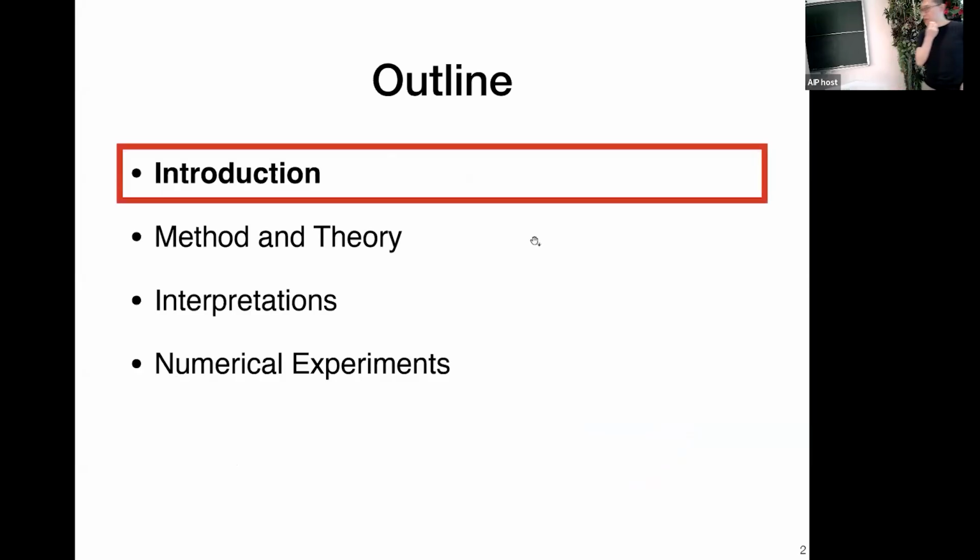Here's an outline of the talk. I'm going to first introduce the basic setup of the problem. What do we mean by using large language model to simulate surveys? And then talk about the key idea behind our method and convince you of its theoretical guarantees. Then we will go to a few nice interpretations, providing more insights and intuitions behind this method. And finally, we'll show through a few numerical experiments to illustrate the efficacy.